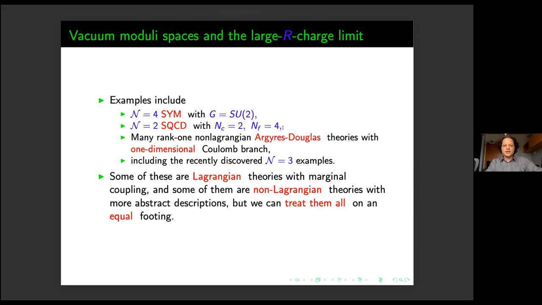So various examples include N equals 4 super Yang-Mills with gauge group SU(2), N equals 2 super QCD with 4 hypermultiplets in the fundamental rep. And then there are many rank 1 non-Lagrangian Argyres-Douglas theories, all with 1-dimensional Coulomb branch. And some of these are Lagrangian, some are non-Lagrangian, but none of that matters, right? Field theoretic perturbation theory plays no role in any of these considerations. So we can treat N equals 4, N equals 2 super QCD, and Argyres-Douglas theories all on the same footing using the same set of tricks.